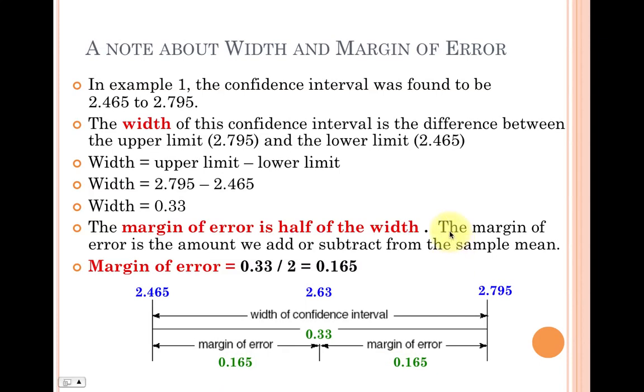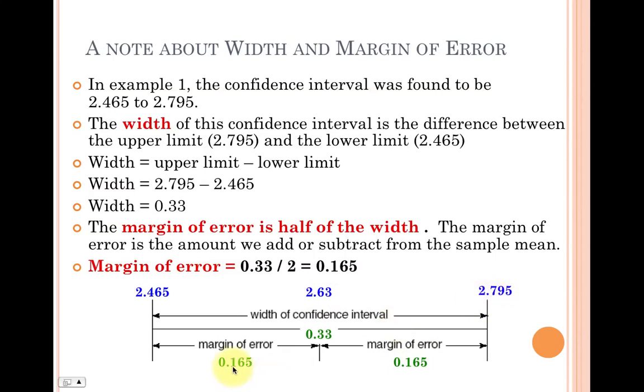The margin of error is the amount we add or subtract from the sample mean. So our sample mean, again, is 2.63. If we subtract the margin of error, 2.63 minus 0.165, we get the lower limit of the confidence interval. And if we add our margin of error, 2.63 plus 0.165, we get the upper limit of our confidence interval.